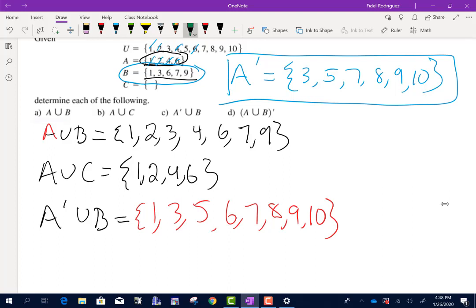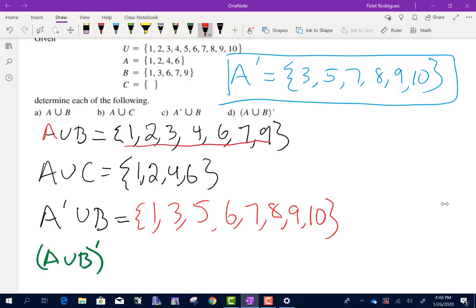And for part D, we're going to find A union B complement. Let me just clean up some of this mess that I needed earlier. Now, A union B complement. Remember, I have to first know what A union B is. Well, here's A union B. A union B is that set right there.